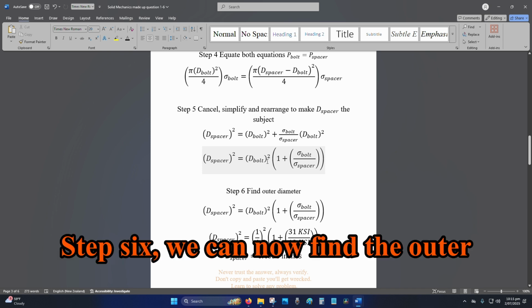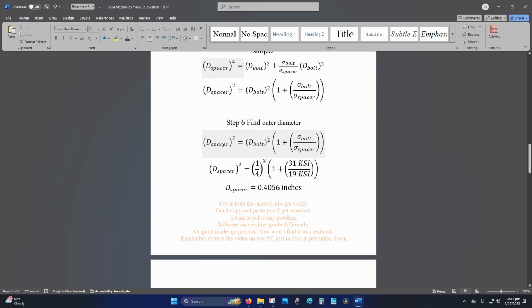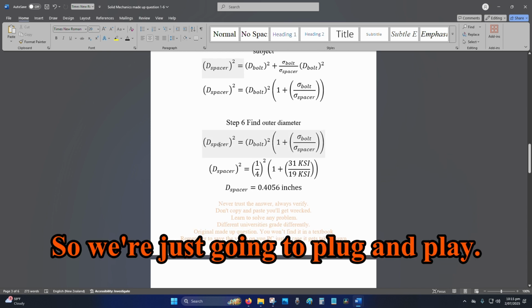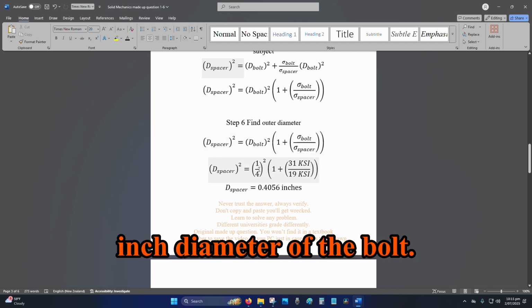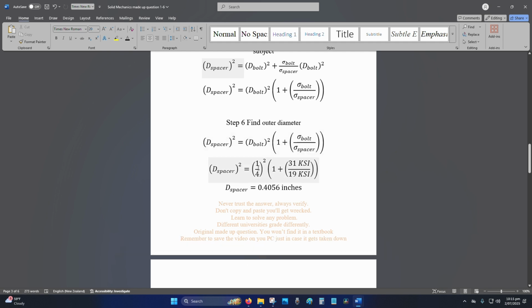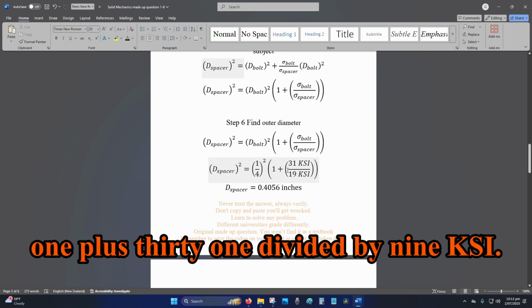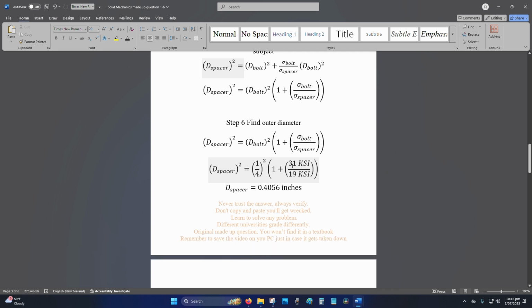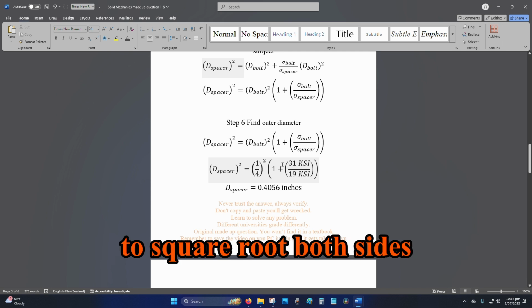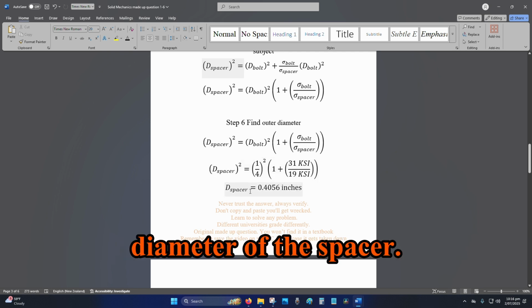Step 6, we can now find the outer diameter of the spacer. So we're just going to plug and play. So we got a 1/4 inch diameter of the bolt, and then we multiply that with 1 plus 31 divided by 19 KSI. The KSI will cancel. And then once we have an answer, we need to square root both sides in order to get the diameter of the spacer.